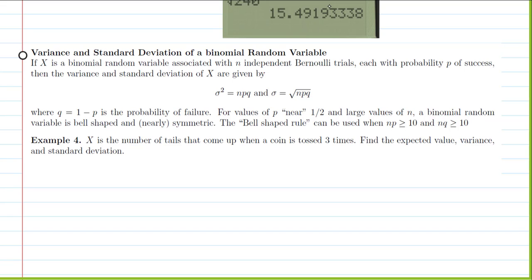For values of p near 1/2 and large values of n, the binomial random variable is bell-shaped and nearly symmetric. So the bell-shaped rule can be used when n times p is greater than or equal to 10, and n times q is greater than or equal to 10.